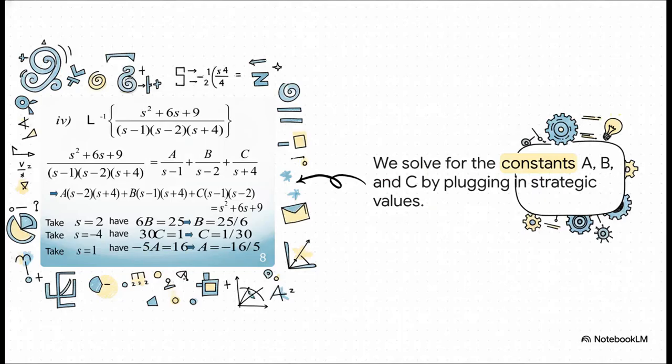The first step is a bit of algebra. We set up our decomposed form, and then, by plugging in some clever values for s, like s equals 1, s equals 2, and s equals -4, which makes different terms go to 0, we can quickly solve for those unknown constants a, b, and c. It's just a methodical process that cracks the code.